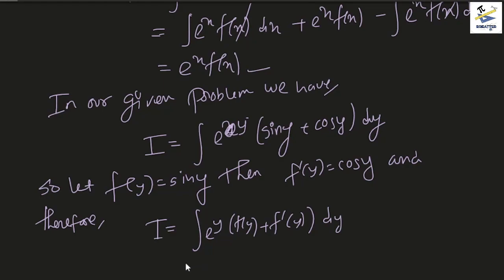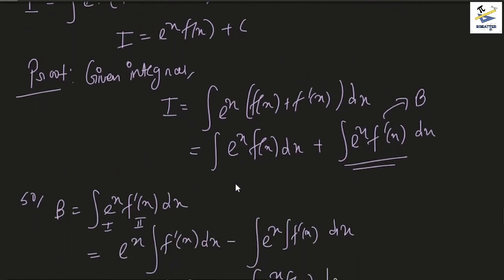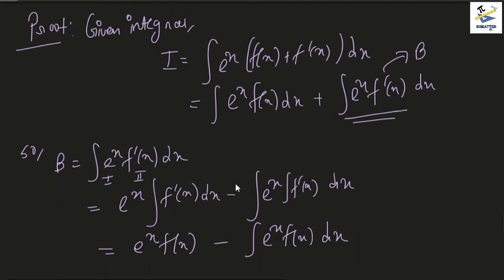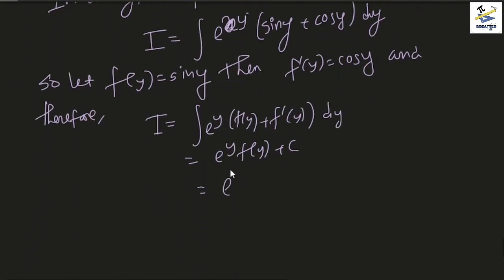And from the lemma we see that this is basically equal to e to the power y into f of y plus c. Putting back y, we get e to the power, and what was y again? y was log of x, right? So we get e to the power ln x into f of ln x plus c. Now e to the power ln x is just x, and f of ln x is just sine of ln x plus c, which is the answer to our integral.